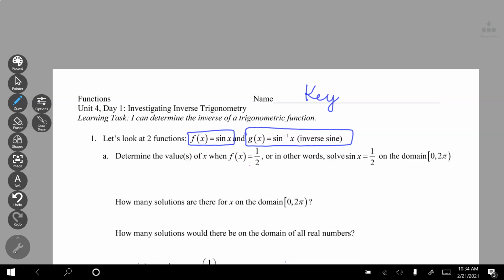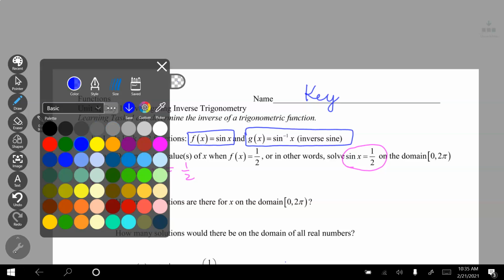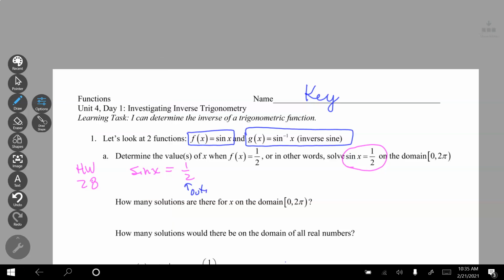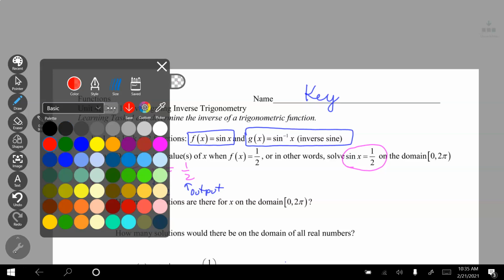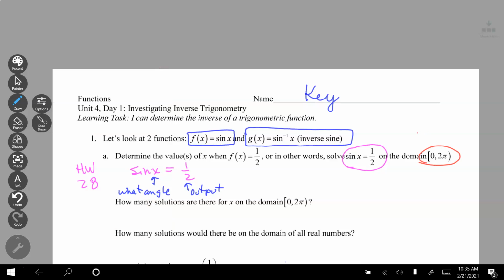what do we get when f of x is equal to a half, or better yet, sine of x is equal to half? Well, this is kind of what I made you do on homework 28 that was due. We're looking at sine of x equals a half, and the idea is that this half is output. We're trying to find what input, or specifically what angle, x makes sine equal to half. And we're only going to do this on one unit circle, one time around the unit circle from 0 to 2 pi.